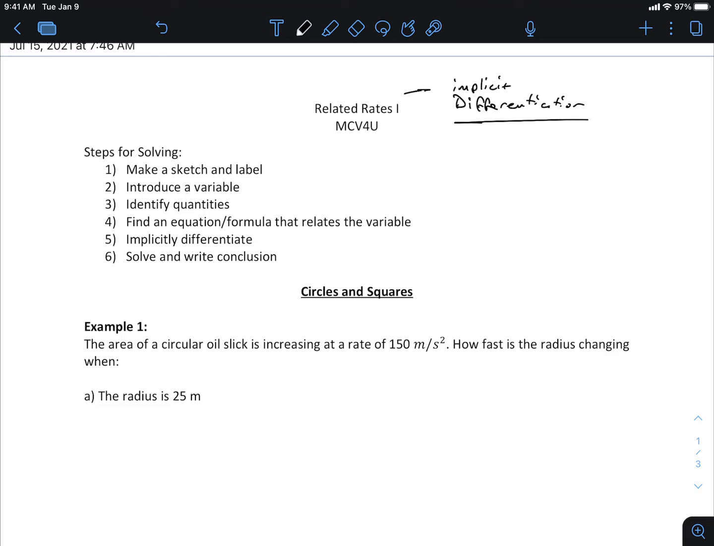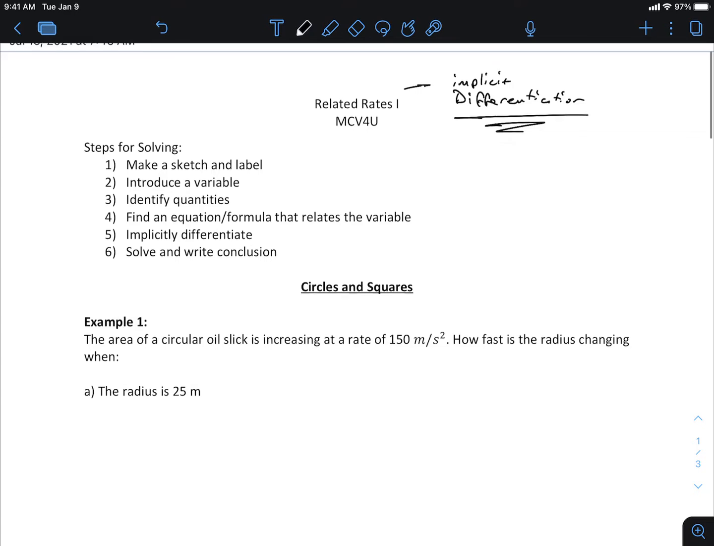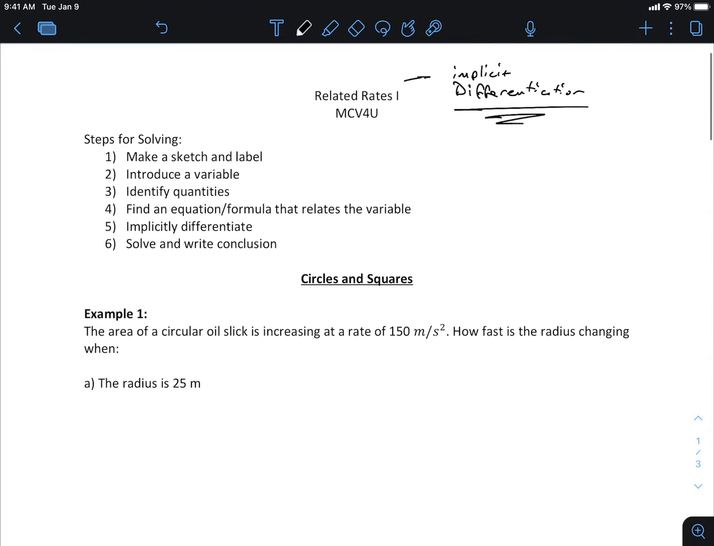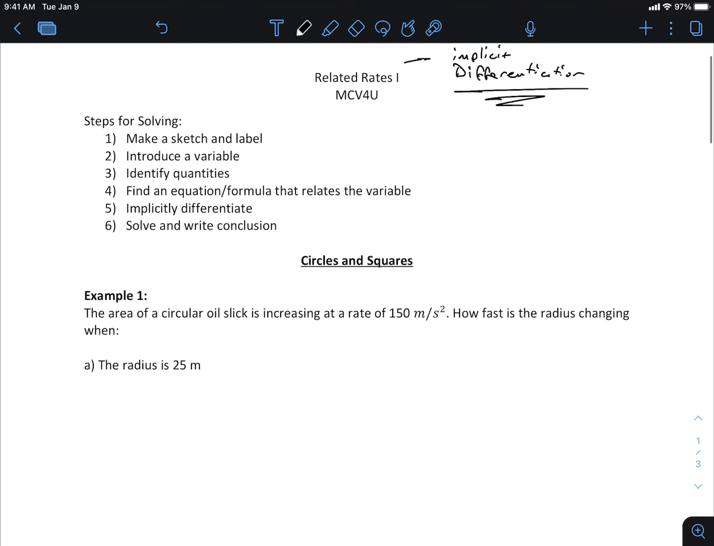You guys are going to need to know this. This is going to be critical to your success with these questions. So the first thing I'd say, this is just a sort of steps for solving. If the question's simple enough that you can picture it, sometimes we don't necessarily need the sketch or the label. But typically we could say, okay, 6 steps here. You'll make a sketch and a label, introduce a variable, identify any quantities that you may or may not know, and then find an equation or formula that relates the variable that you've introduced to what it is you're looking for, and then implicitly differentiate and solve for a conclusion.